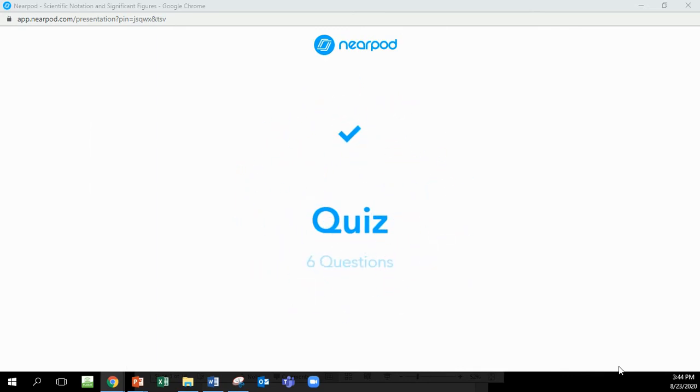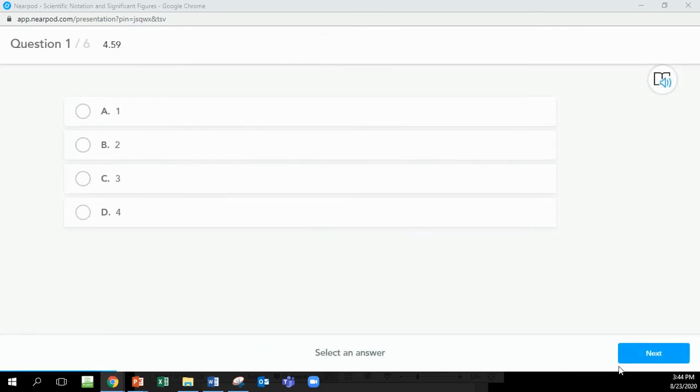Okay, so there's a little quiz for you to do when you run through the Nearpod. But let's just do this first one so you can see it. 4.59. That one is 3 significant digits. There's a decimal present. We count from the left. 1, 2, 3.